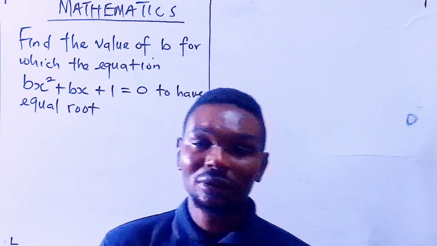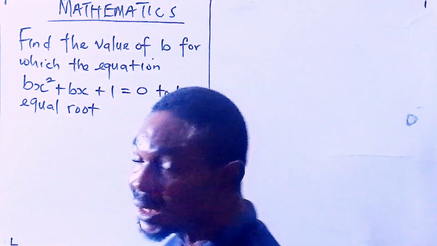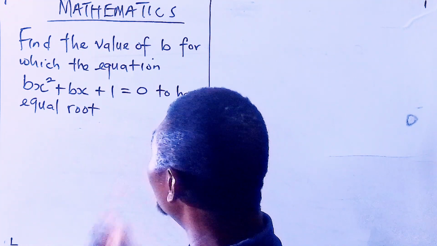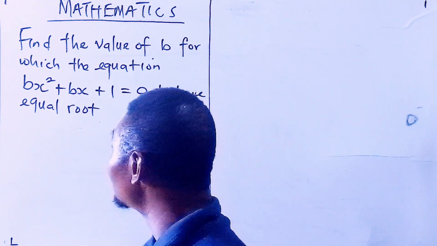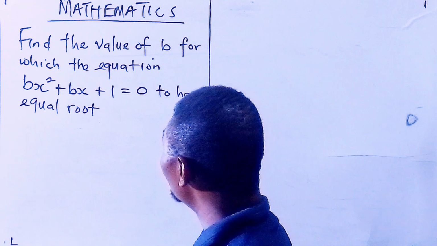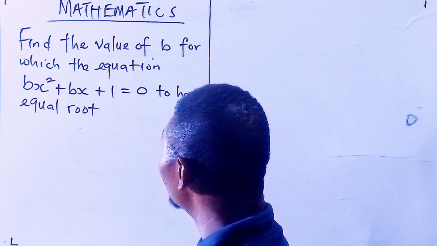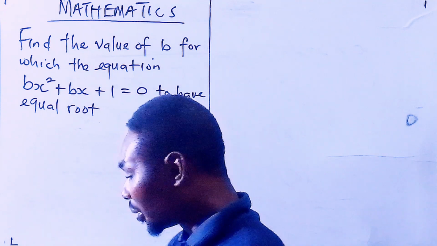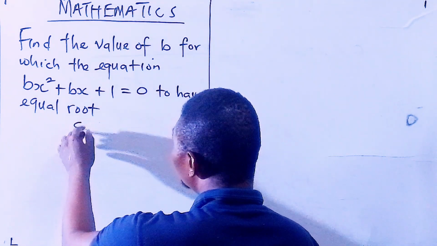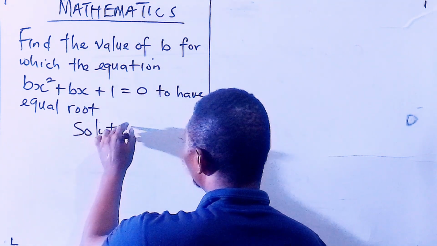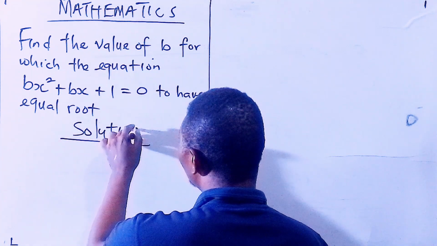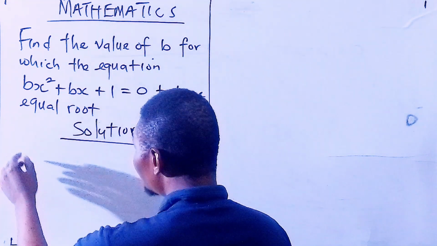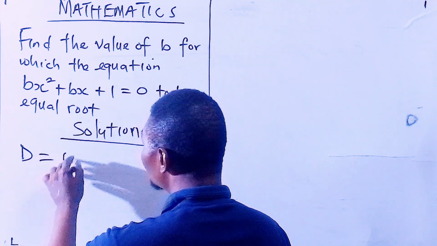Let's solve a problem on quadratic equation. Here, we are asked to find the value of b for which the equation bx squared plus bx plus 1 is equal to 0 has equal roots. Now, for a quadratic equation to have equal roots, the discriminant has to be equal to 0. That is, our D must be equal to 0.